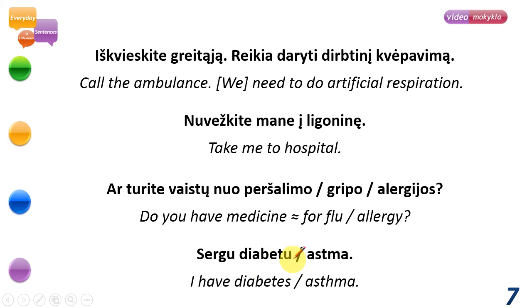S changes to O because sergu is always used with the instrumental case. Sergu kuo? I'm having a disease. I cannot say the literal meaning. When you're saying it, it's just a state, a state of a person. Sergu means I have an illness. So you must remember that it's always instrumental with sergu. Sirgti, serga, sirgo. Sergu diabetu, astma, peršalimu, gripu.